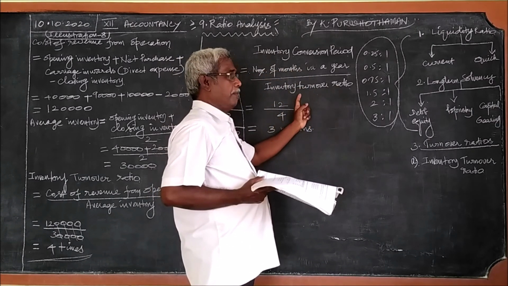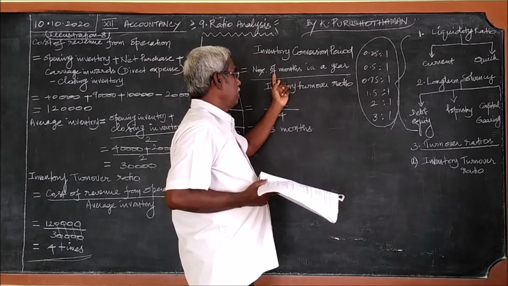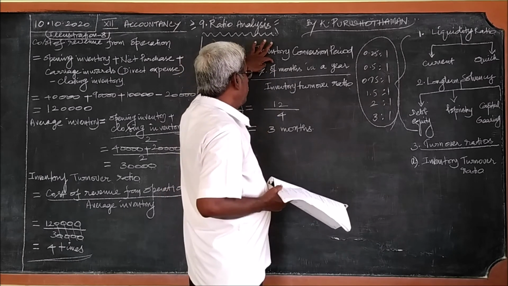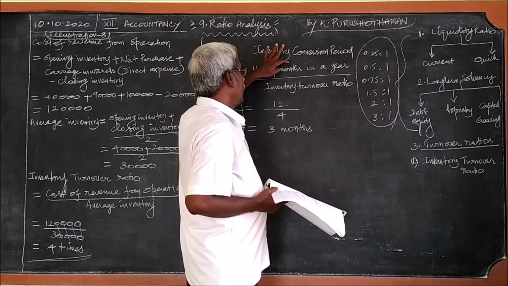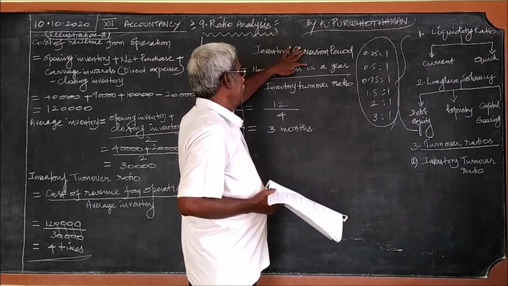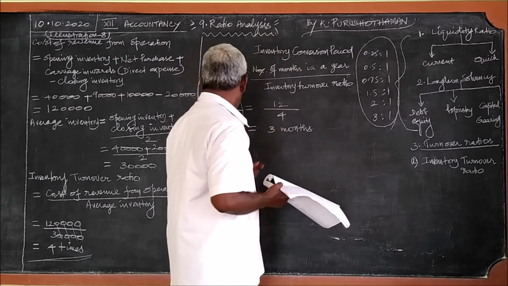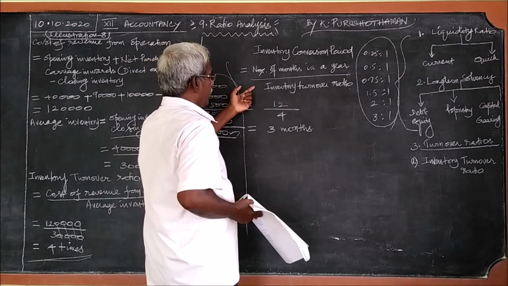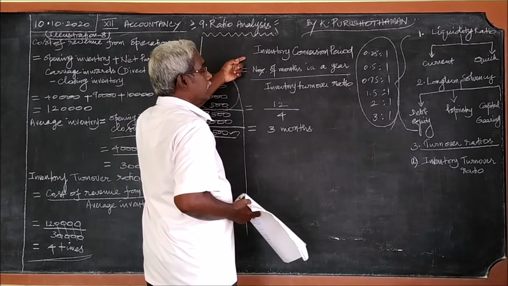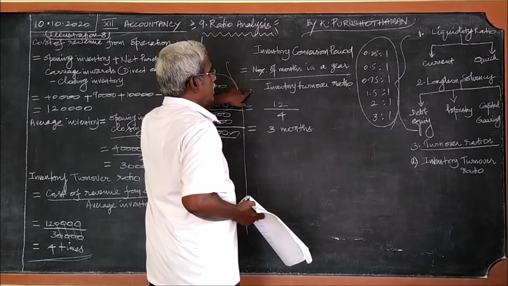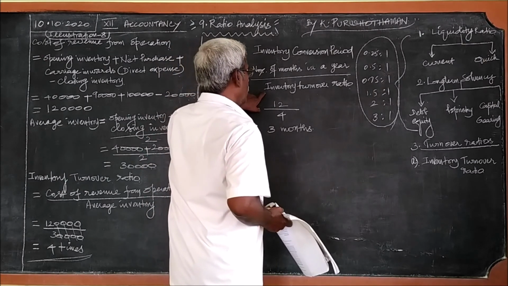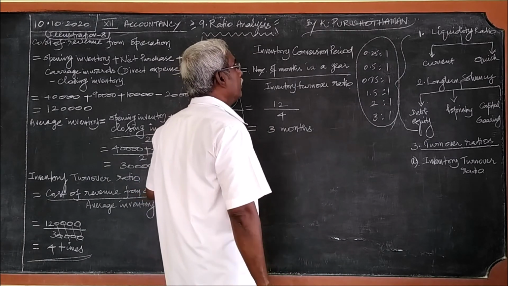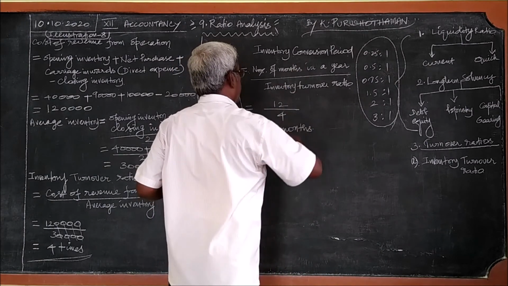The denominator is the same. Numerator, if it is for months, number of months in a year. If it is for days, number of days in a year. Number of months in a year means 12. If it is in days, number of days in a year is 365. Inventory turnover ratio is what we have found out. Only with this can the conversion period be asked. This cannot be asked straight away. If it is asked, then the inventory turnover ratio must have been given. Then you can find this answer straight away.